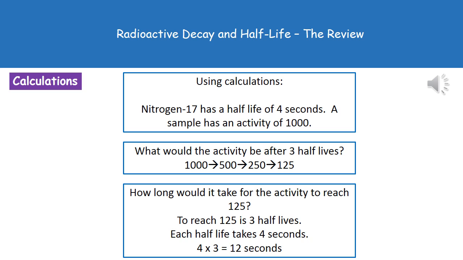They may also ask you how long it takes for the activity to reach a certain number, in this case 125. Now we know, by dividing by 2 each time, that it takes 3 half-lives to get down to 125. And if we look back to the information we had at the beginning, we see that the half-life is 4 seconds. So in order to work out how long it takes for the activity to reach 125, all we do is 3 times 4, which gives us 12 seconds.